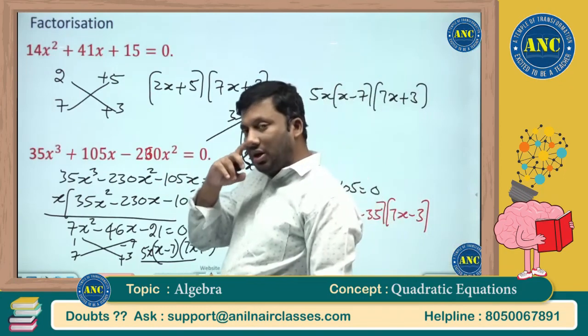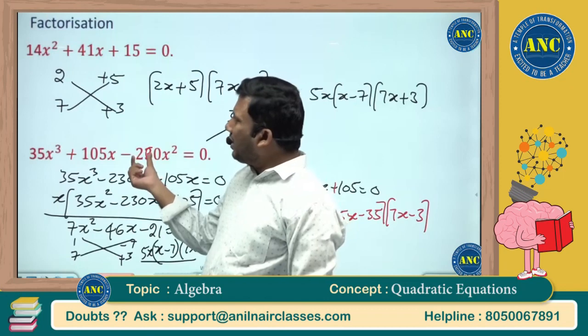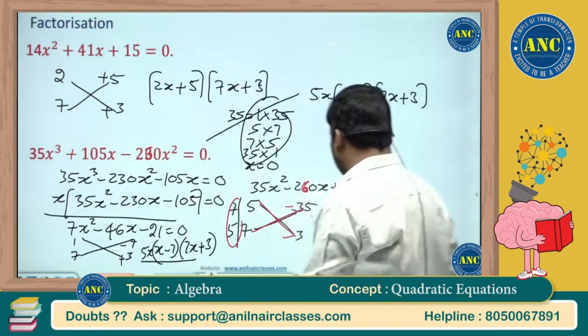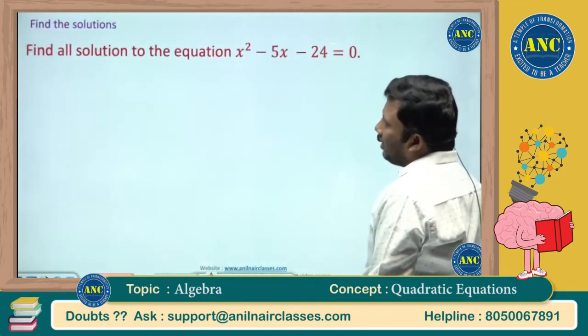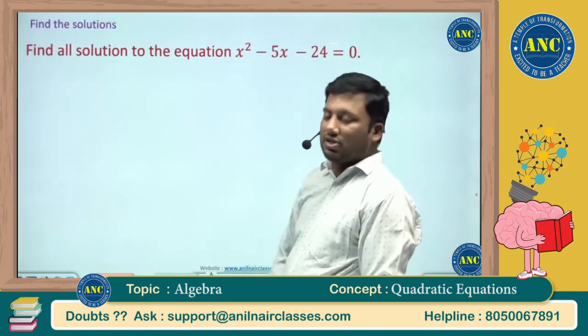This is a cubic function. Cubic, there are a lot of x's. This is a very initial introductory problem. This is also an introductory problem. Now find the solutions to the equation x square minus 5x minus 24.